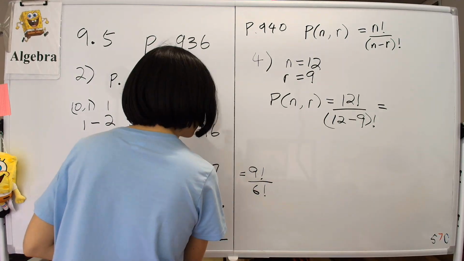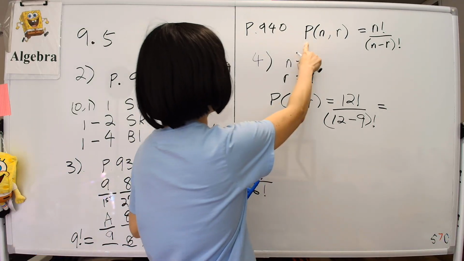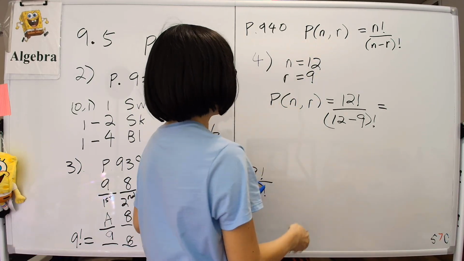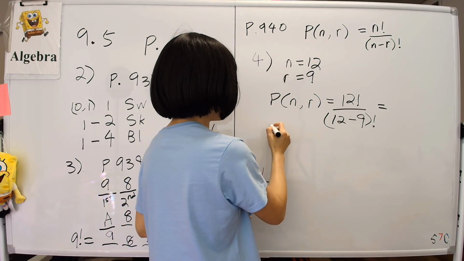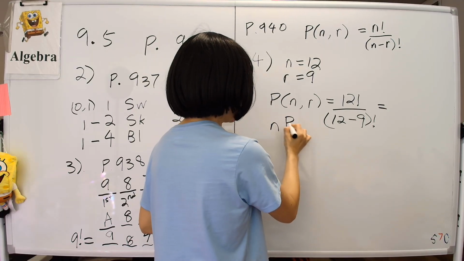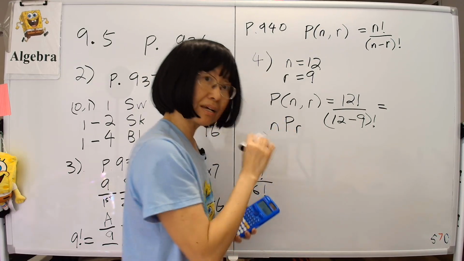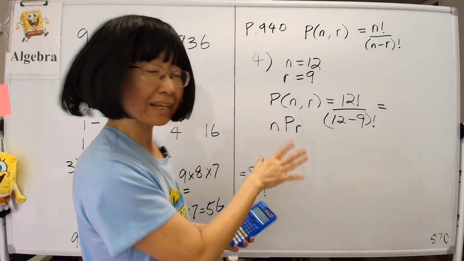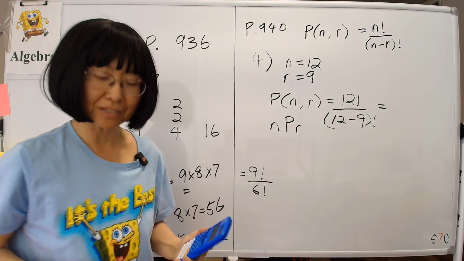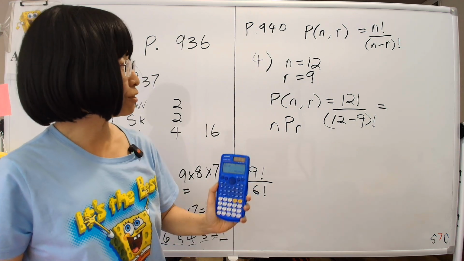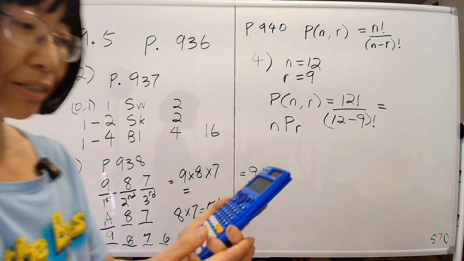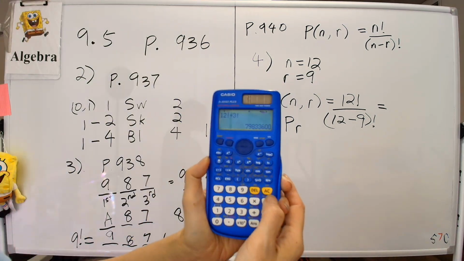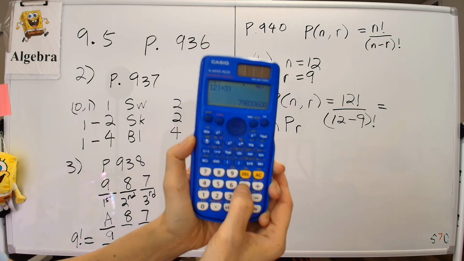However, there is actually another way of typing this number in. This notation here is also written as nPr, and nPr is on the calculator itself. That's why I tell you this is important. This is so important that the calculator has a button for it to just do this exact formula. And to do that, let me show you here. The nPr button in my calculator is right here.